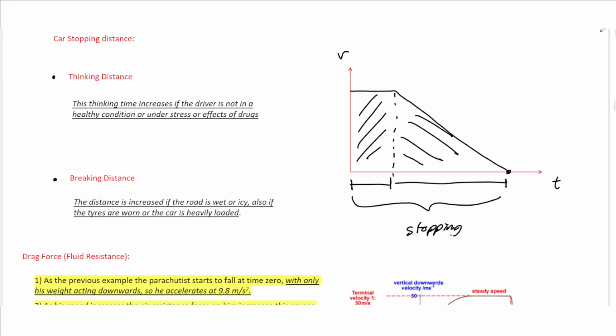If you are under the effects of alcohol, drugs, stress or tiredness, the reaction time increases, and so the thinking distance increases. If the braking system of the car is faulty, or there is a wet road that decreases friction, or an icy road, or the tires are worn off, for example, if you keep using the same tires for several years, eventually they become what we call bald tires. There is no friction or less friction than before. That decreases the friction force and decreases the deceleration.